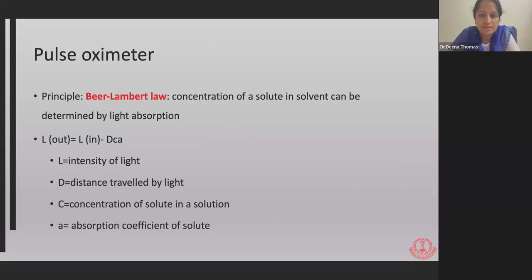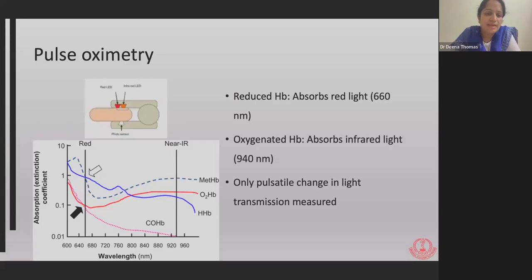That is, the concentration of a solute in a solvent can be determined by light absorption. It will calculate the light which goes out by subtracting the DCA, that is, the distance traveled by the light, the concentration of solute in a solution, and the absorption coefficient of the solution from the light which goes into the solution. The pulse oximeter that you see daily in your units has a red LED, which emits red light, and an LED which emits infrared light. It has a photo sensor on the opposite side.